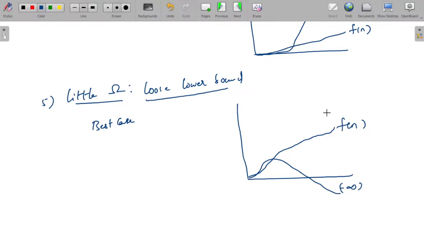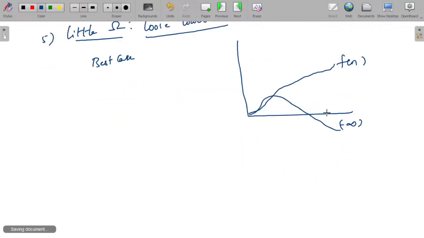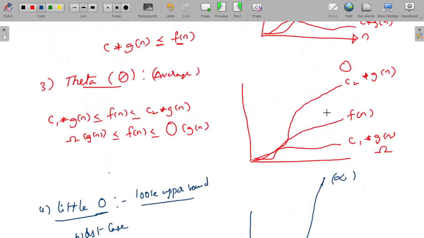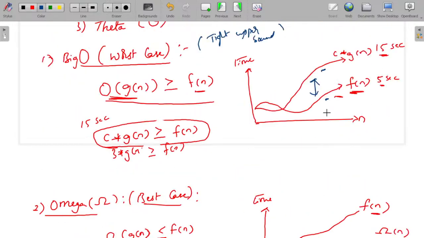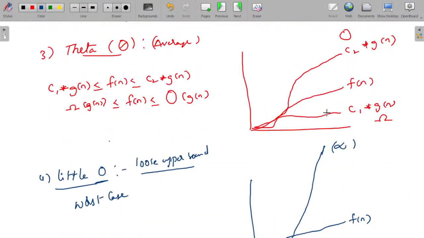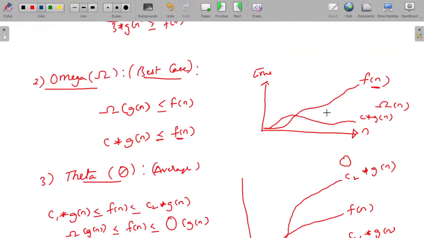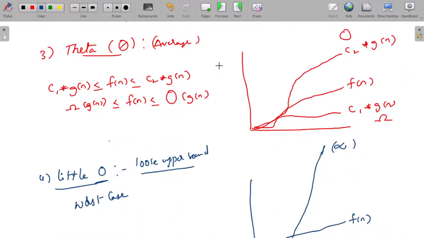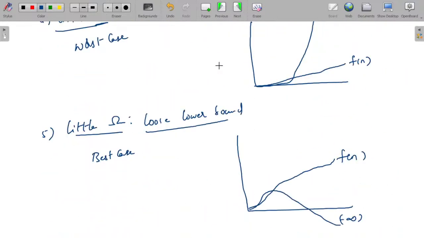So this is the difference between big O and little o. Big O is used to represent the tight upper bound, whereas little o is used to represent the loose upper bound. Omega is used to represent the tight lower bound, whereas little omega notation is used to represent the loose lower bound. Hope you have understood little omega and little o representations.